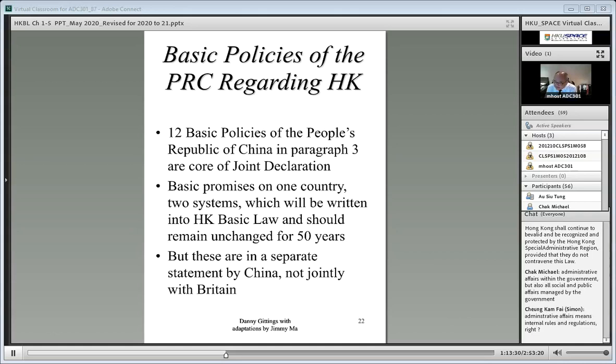So, how would you classify the building of the high-speed train terminal at West Kowloon to enable the customs and the immigration clearance, both for Hong Kong and mainland, to be done at the same building? Is that an administrative affair or is it not an administrative affair?